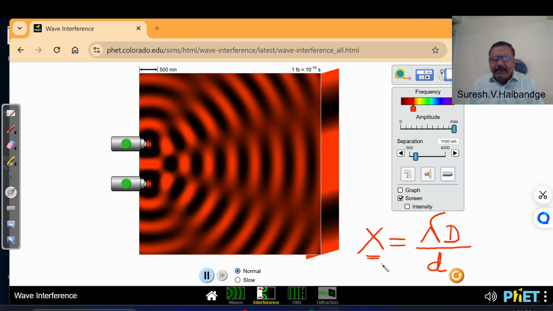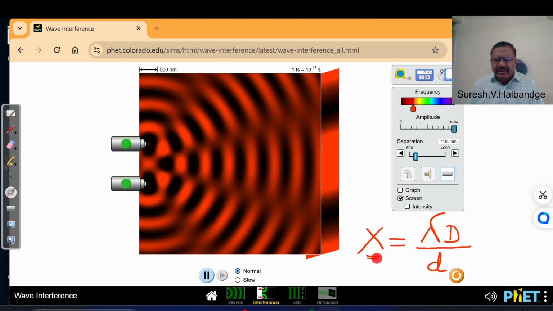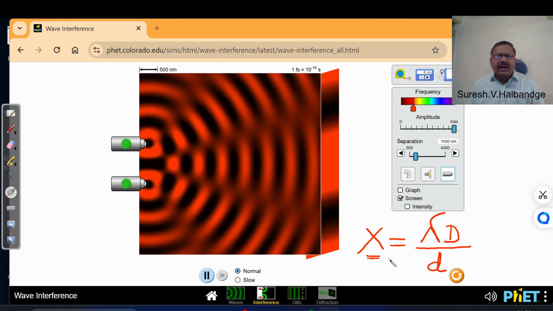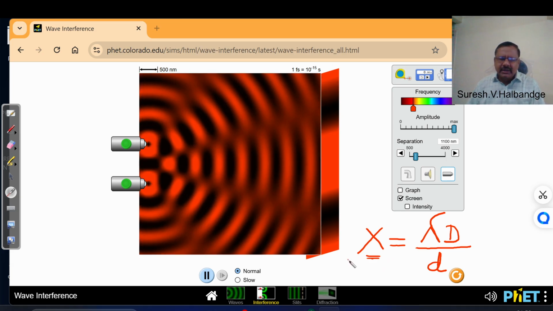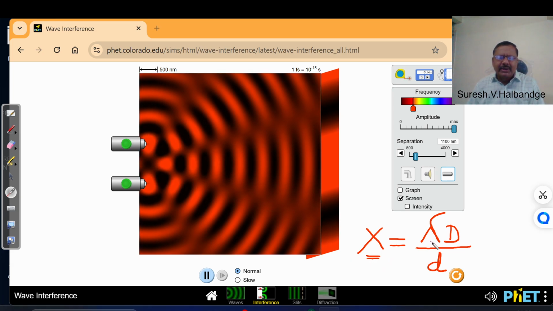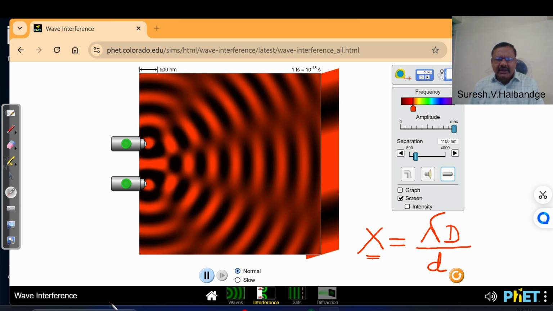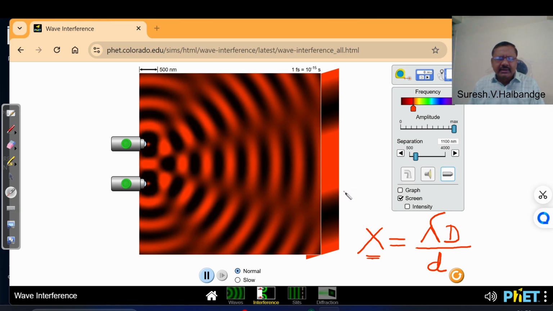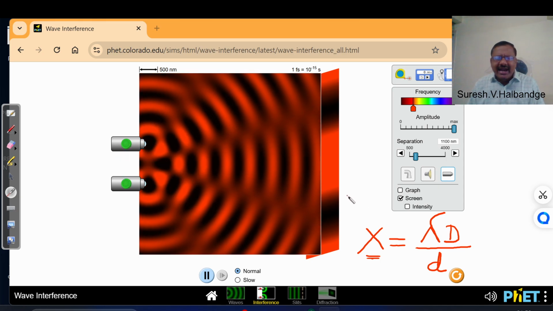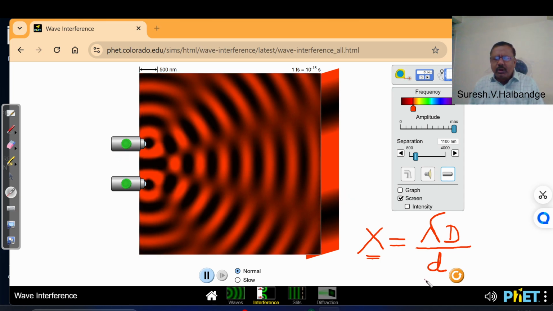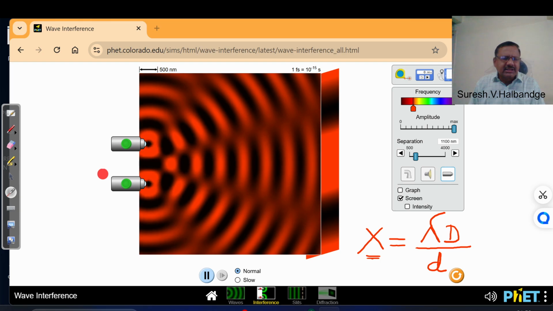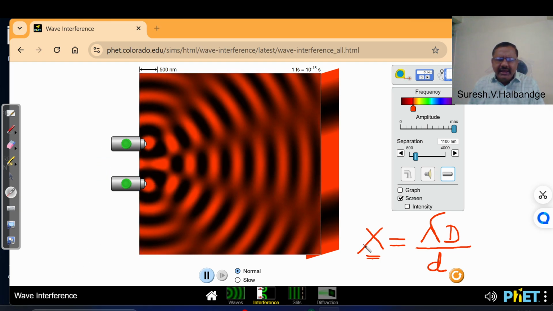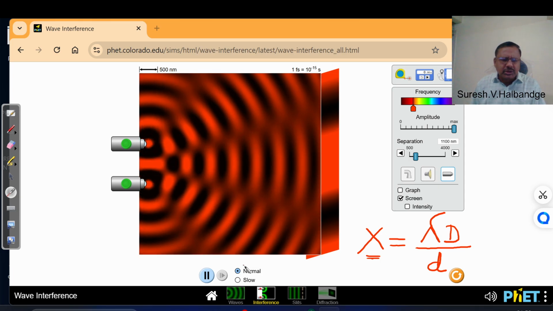Now here the bandwidth X is equal to lambda into capital D by small d. We can see the wonderful animation here. What is lambda? Lambda is the wavelength of light used. Capital D is the distance between the source, these are the sources and this is the screen, and small d is the distance between these two coherent sources. Now here X is inversely proportional to small d.